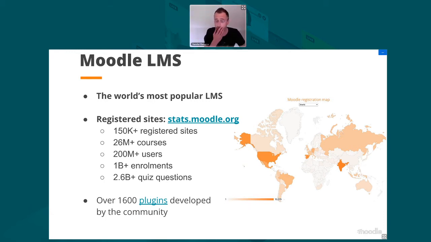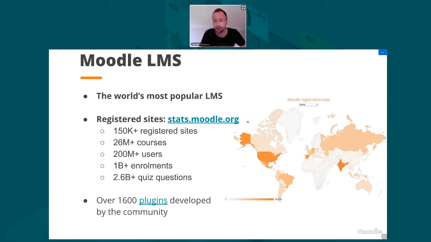Moodle is the world's most popular LMS. And as Martin highlighted in his slide, about over 60% of higher education around the world is using the Moodle LMS. So that's really impressive. And on the world map we have here, you can see that pretty much every country around the world is using Moodle. And there's some really cool stats that we collect. So if you haven't looked at this site before, please have a look at stats.moodle.org.